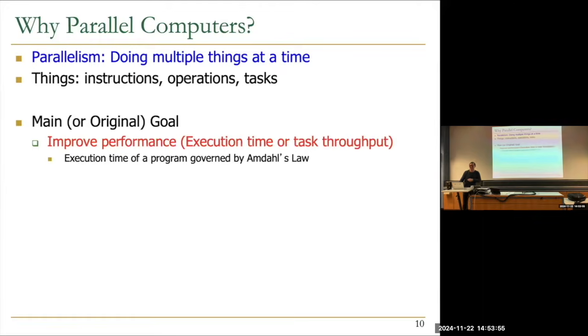Faster, exactly. Basically, the main or original goal is really improving performance, execution time, or task throughput, depending on how you define performance. And we're going to talk about Amdahl's law. We talked about it already. But that's not the only reason. There are other goals. Anybody? If you don't want faster, for example, you could want something else. And parallelism still can help you.